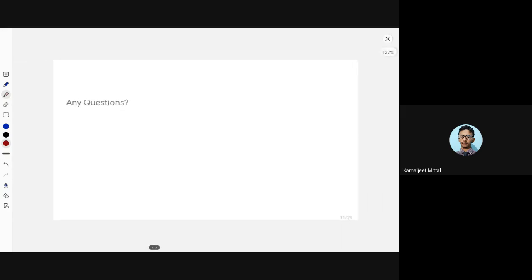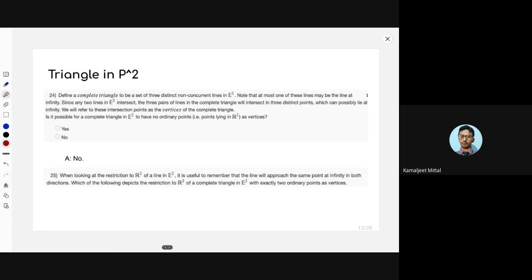So any questions so far? This is where I stop for questions. If you have any regarding the projective plane, then I will move ahead to the other questions to discuss. Okay, so no question. So let's come back to the description of triangles in P2.